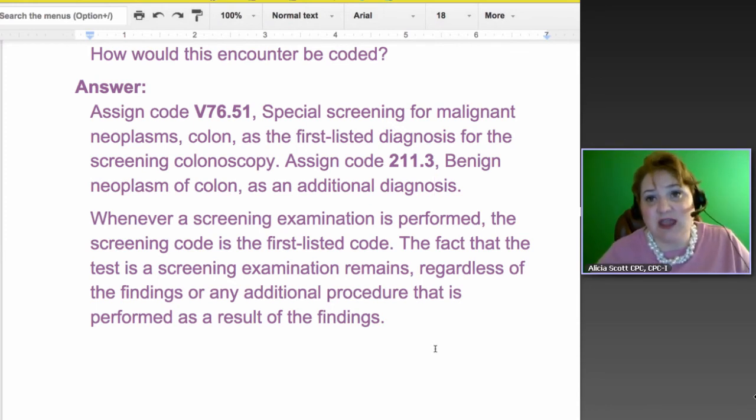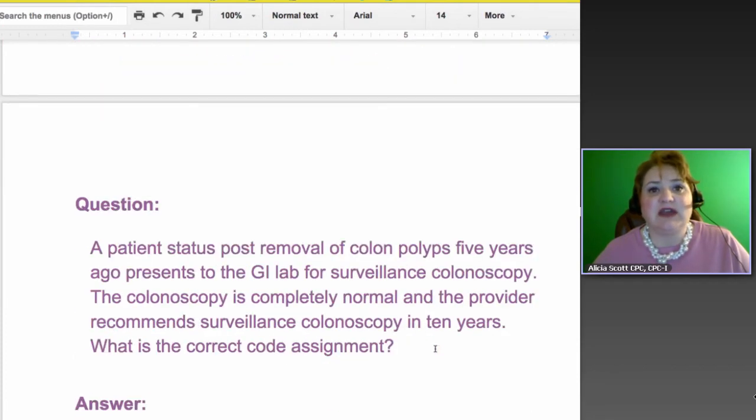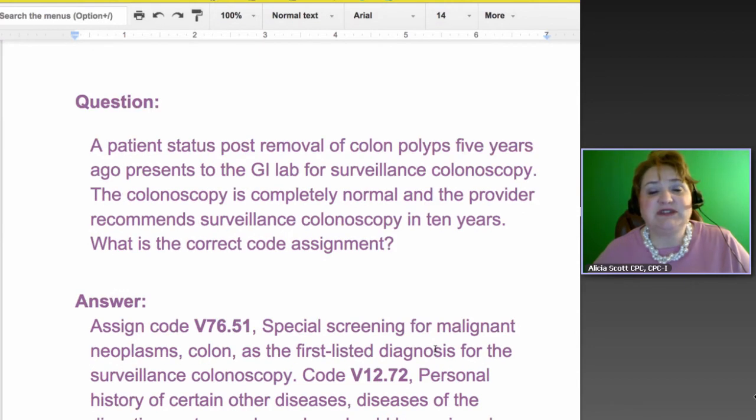So what they're saying in layman's terms is that we did a screening. It doesn't matter that they found this benign neoplasm. That doesn't change the fact that they came in for a screening, right? So that's why this is different than the encounter we were given. Now, let's look at the same guy a little later. Say a patient status post-removal of colon polyps 5 years ago presents to the GI lab for a surveillance colonoscopy.